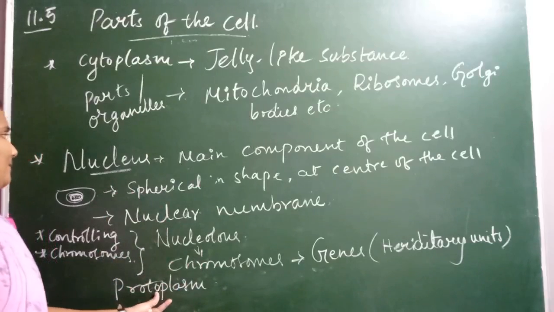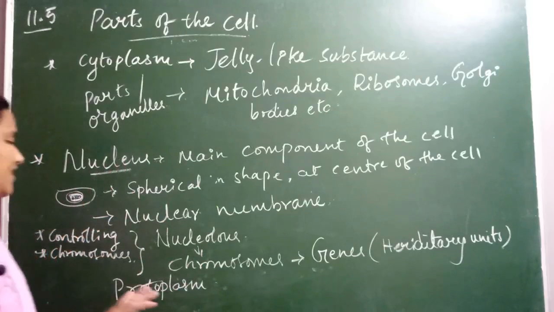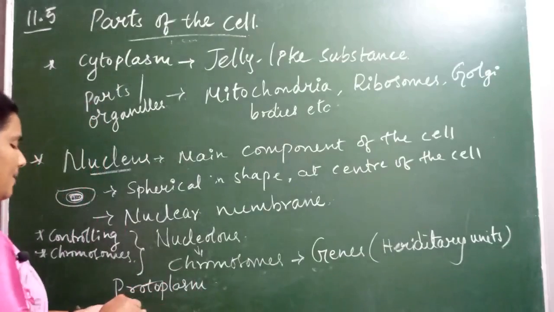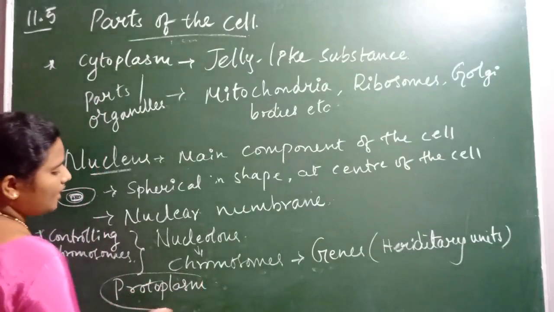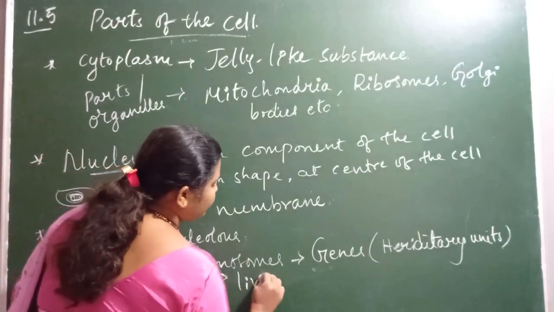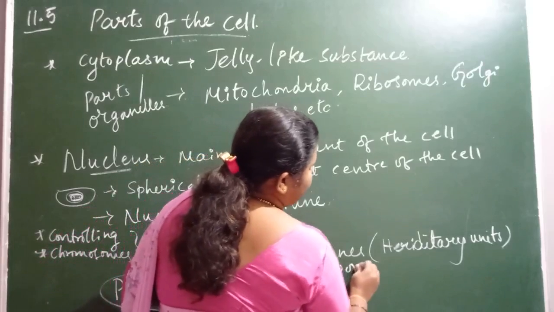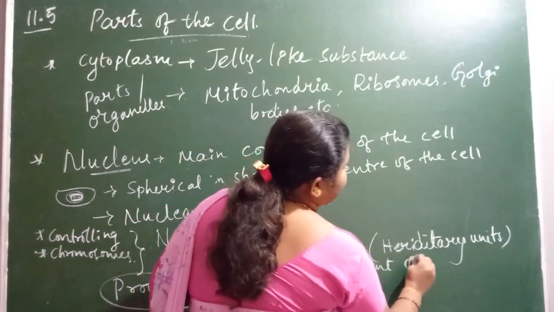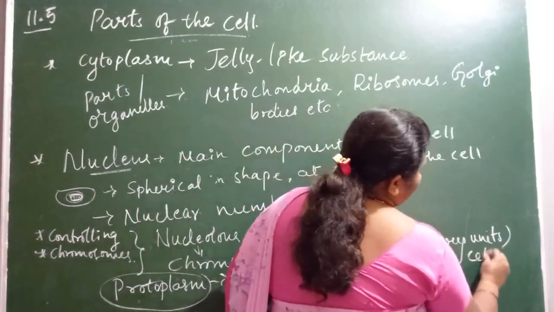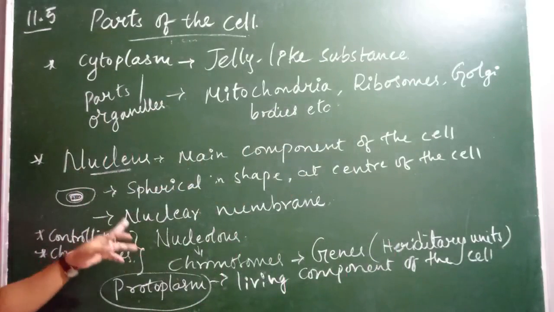The nuclear membrane with the nucleus and different cell organelles is called what? Protoplasm. It is also called the main or living component of the cell. Got it, children? The nucleus is the main component of the cell.